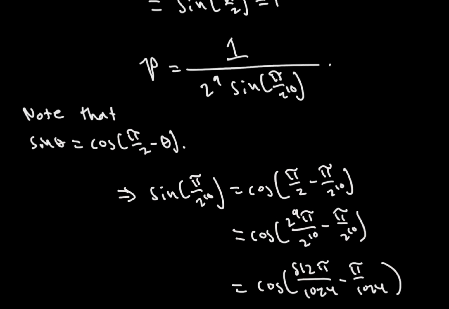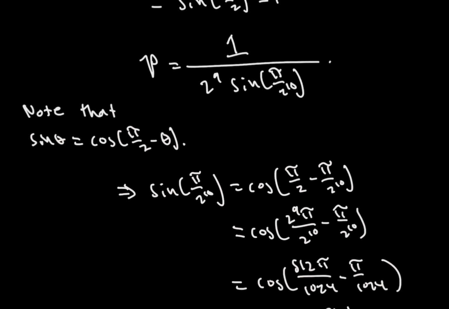And so putting this back into our p, we're going to get that p is equal to 1 over 2 to the 9th times the secant of 511 pi over 1024. And so we are done.